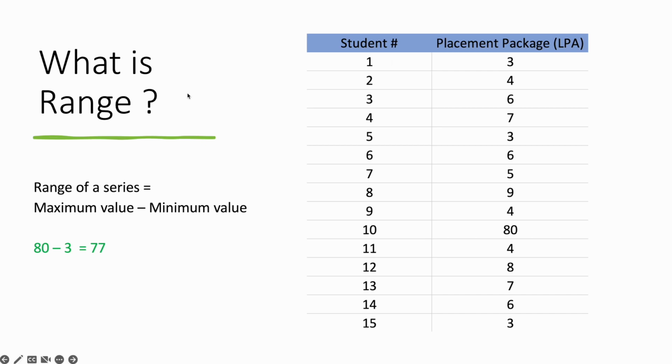So what will be the range of this? The maximum value is 80. The minimum package which a student got was 3. So the range of this data series, the placement package, will be 80 minus 3, which is 77. That's what range is. Very simple.